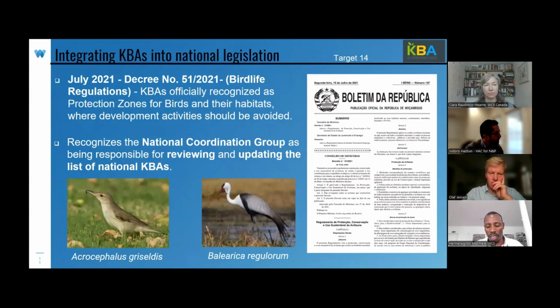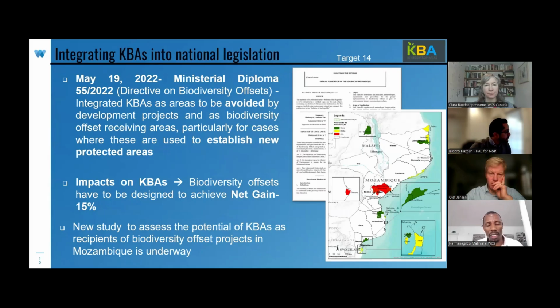When it comes to legislation, there are a number of decrees that have come out resulting from this since the KBAs were endorsed in 2021. So in 2022, we have this ministerial diploma on biodiversity offsets, which outlines how the KBAs should be taken into consideration when it comes to development projects and biodiversity offsets. So KBAs are biodiversity offset receiving areas, and also should be to make sure that there's a net gain of 15%. So this is one of the achievements.